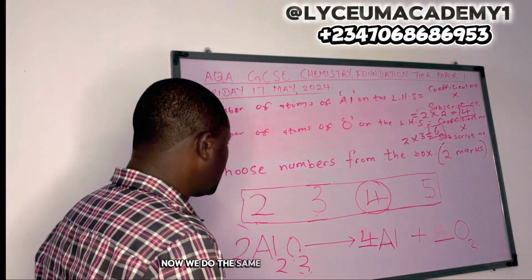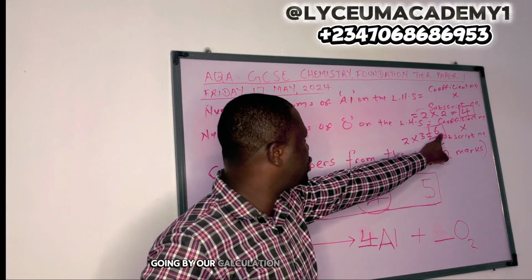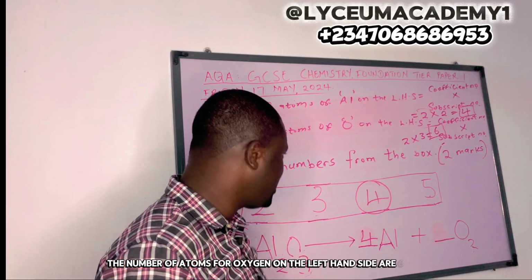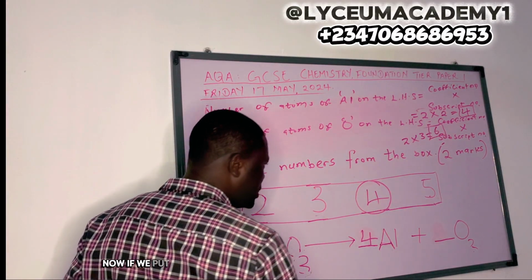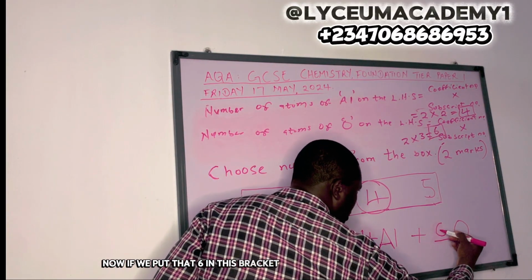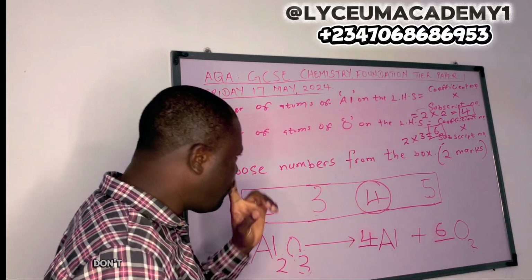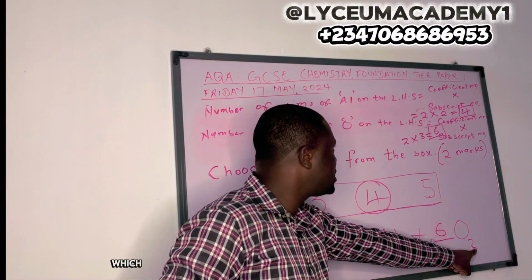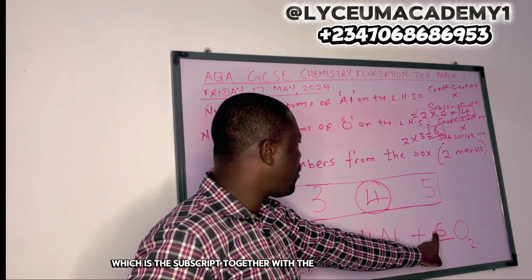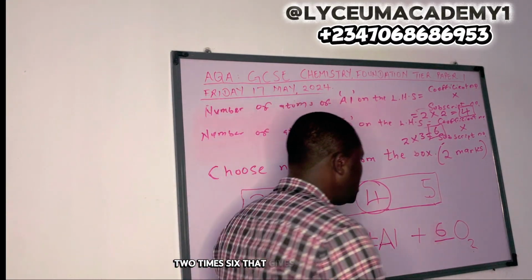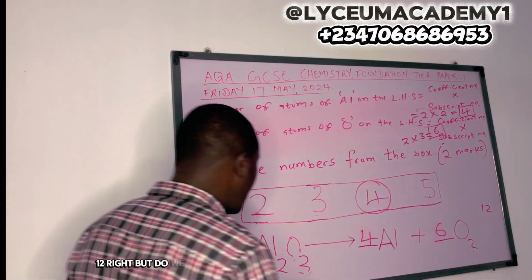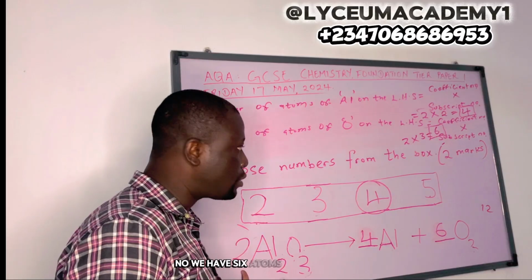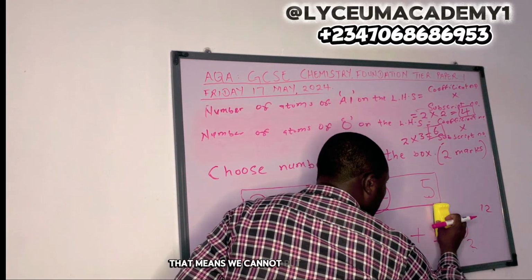Now, we do the same thing for oxygen. Going by our calculation, we have gotten the number of atoms for oxygen on the left-hand side as 6. Now, if we put that 6 in this bracket, does that make any sense? Don't forget that we are going to multiply the base number here, which is the subscript, together with the coefficient number. 2 times 6, that gives us what? 12, right? But do we have 12 atoms of oxygen on the left-hand side? No, we have 6 atoms of oxygen. That means we cannot put 6 here.